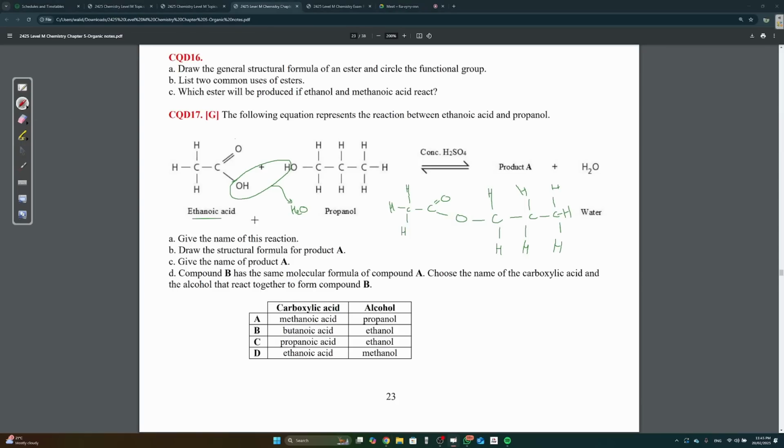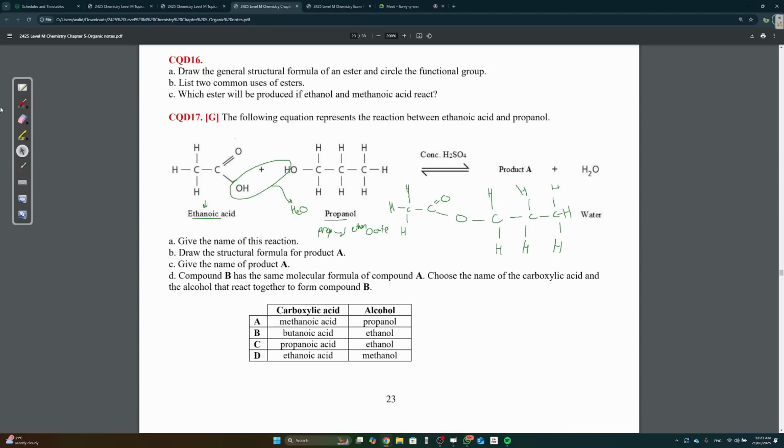Give the name of the product A. Since we're using ethanoic acid and propanol, remember the "yl" comes from the alcohol and the "oate" comes from the acid. Yl, what's it going to be? Propyl. What's the oate going to be? Ethanoate. Okay.